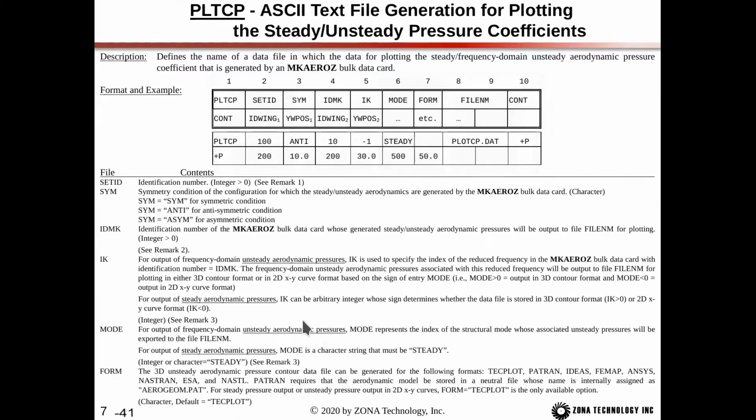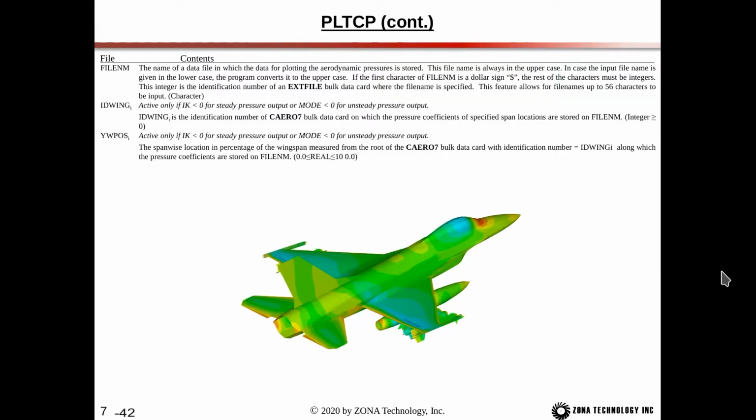For the unsteady aerodynamic pressures, mode is the index of the structural mode, whose associated unsteady pressures will be exported. And then for steady aerodynamic pressures, mode is a character string that must be steady. And then form is the format of the file. So for the 3D unsteady aerodynamic pressure contour, we have TechPlot, Patran, IDEAS, FEMAP, ANSYS, Nastran, ESA, and NASTL. And the default is TechPlot. File name obviously is the name of the file.